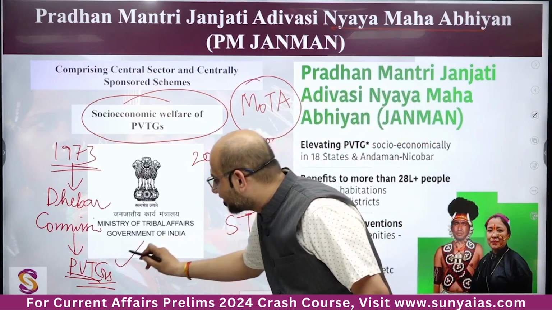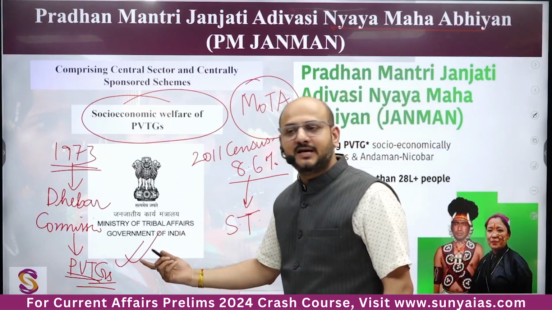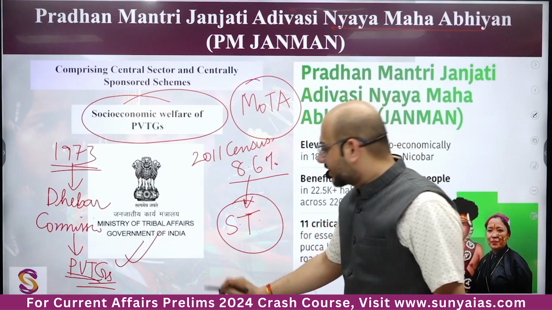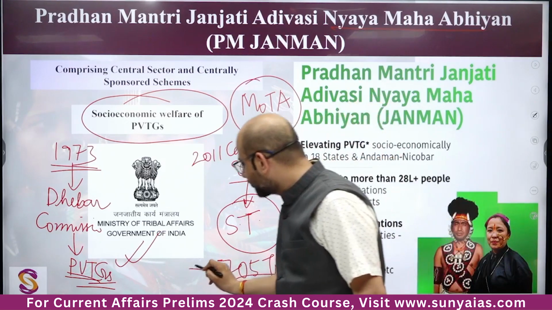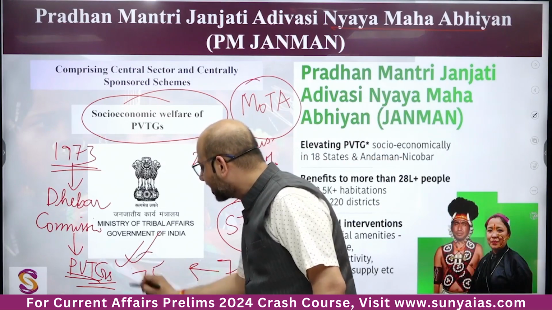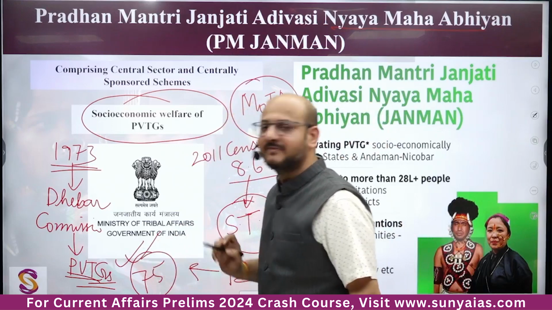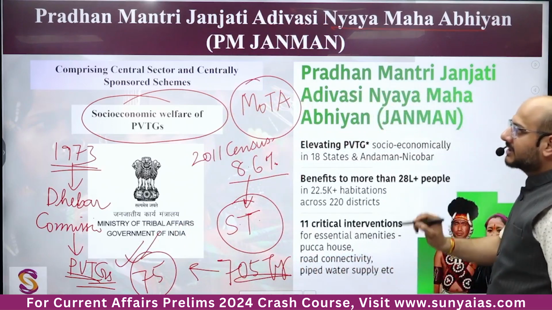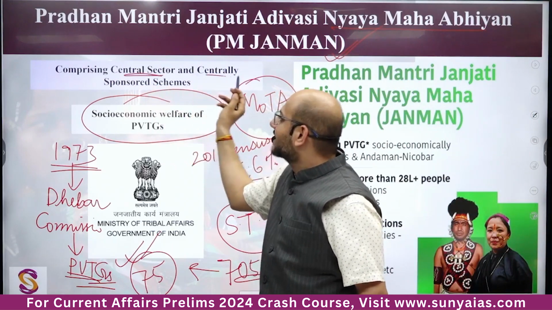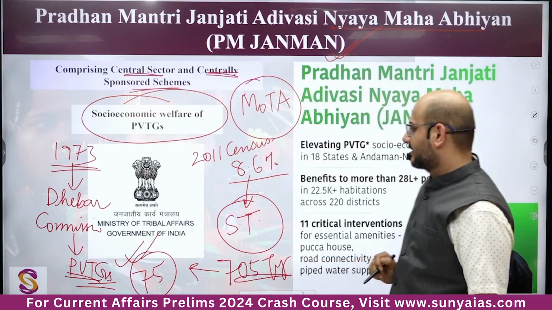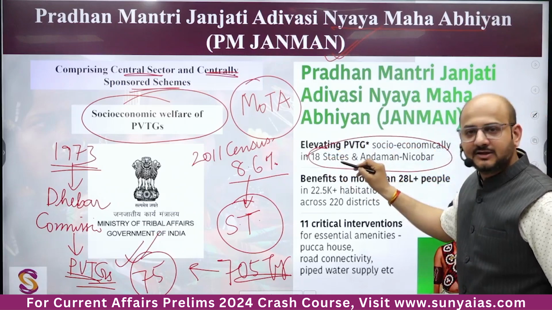So for their development, particularly what we are doing, UPSC also asked the question, how many PVTGs are there? Different types of scheduled tribes, if we say 705 types of scheduled tribes are there, out of which only 75 particularly vulnerable tribal groups are there, not 95. For them, this scheme, the PM Janman scheme, comprising central sector and centrally sponsored schemes, is there. Its focus is towards 18 states and Andaman and Nicobar.